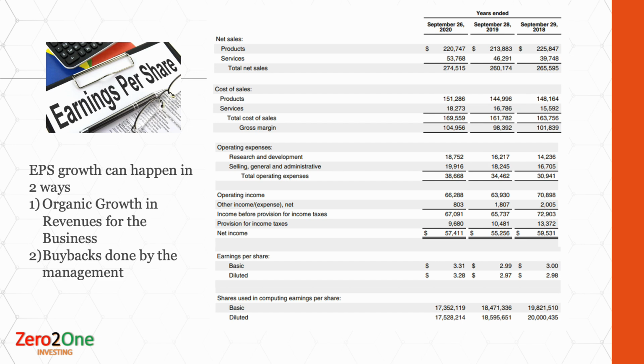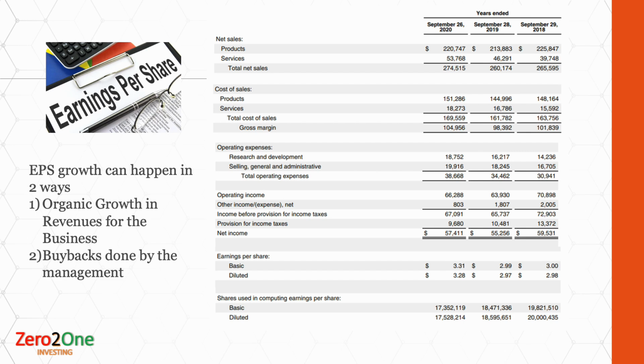Another way to increase the EPS, in the case of Apple, as you can see, the net income is slightly going on a downside from 2018 to 2020, but the EPS has been increasing year on year. So the net income, from 2018, was around $59.5 billion. It went down to around $55.2 billion in 2019, and it's around $57.4 billion in 2020. Still, year on year, the EPS has been increasing.